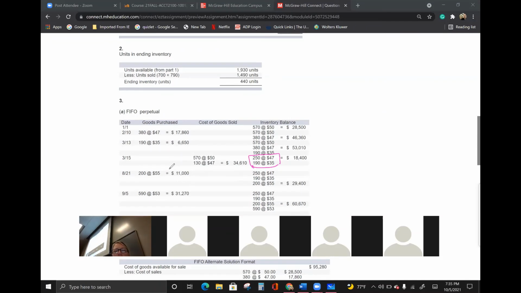Now I purchase again. So I have 200 units at $55. I'm going to add them in the mix. So I have 250 at 47, 190 at 35, and I'm adding the 200 at 55. So when I make a sale, this would be the group that I would pull from, right? That's what I have left.